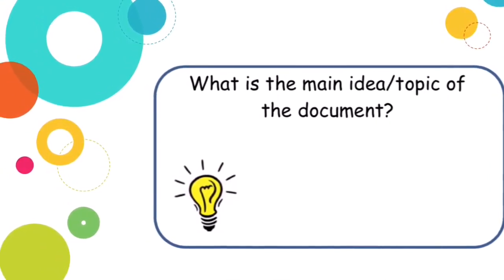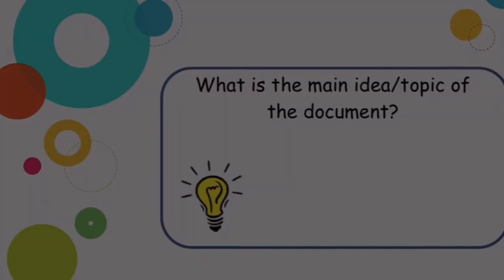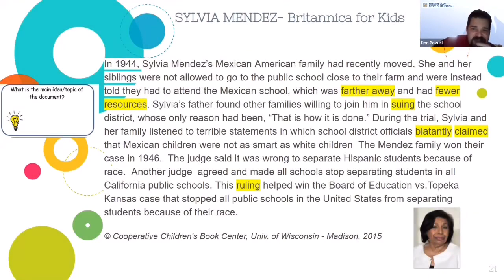And what I'm hoping our students understand from this document is that Sylvia Mendez wasn't able to go to the school that she wanted to go to initially, but then a judge said that it wasn't fair, and she was then able to go to that school. And that sets it up so that everybody in California can go to the same school. And then eventually everybody in the United States could go to school not based on race.